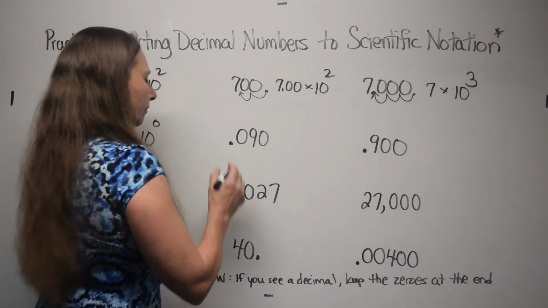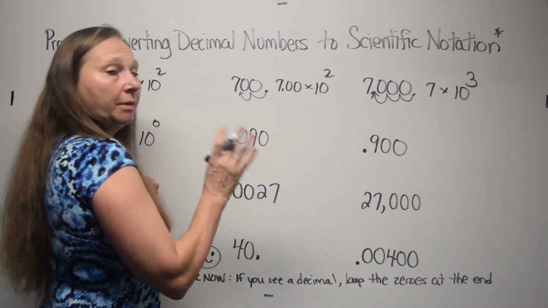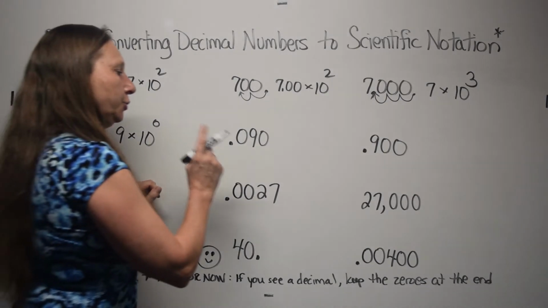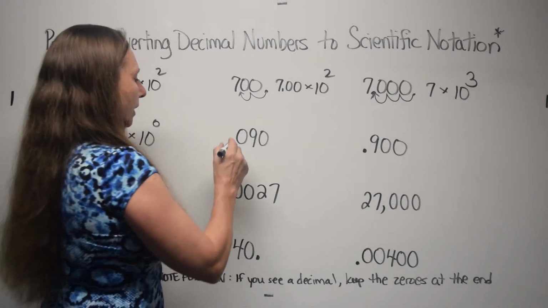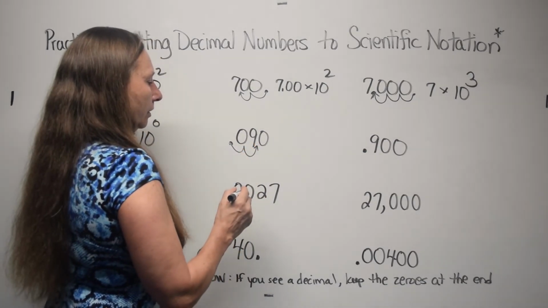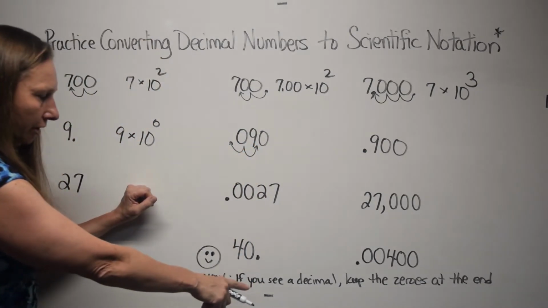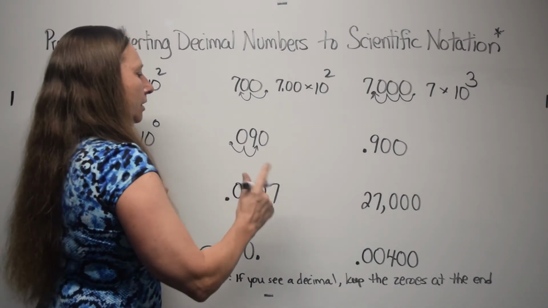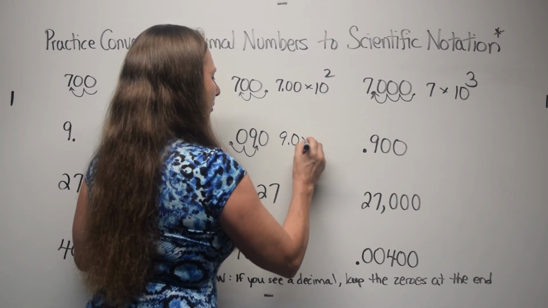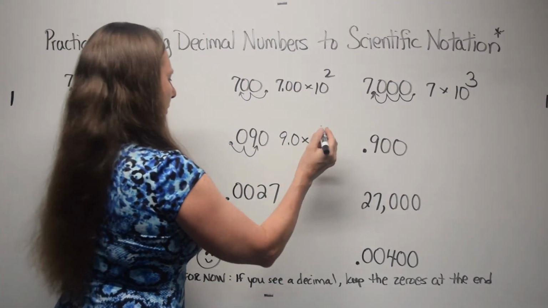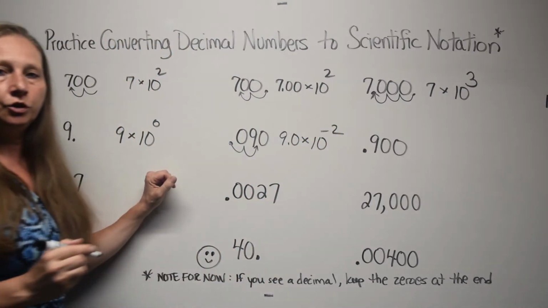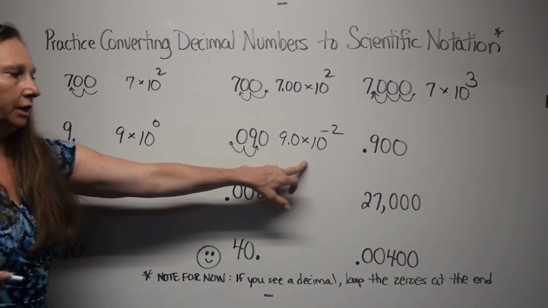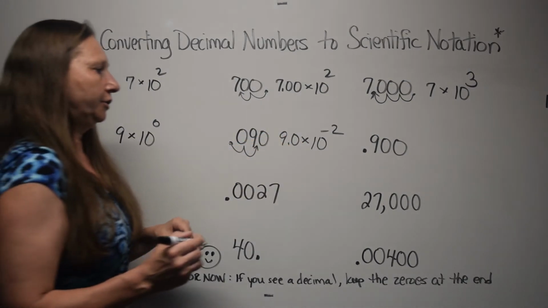This one here, I see a decimal. As a matter of fact, this number is the first number we're doing that's less than 1. This one is going to have a negative exponent. I jump 1, 2. There, I see a 0. I see a decimal, so I keep the zeros at the end. So this one is going to be 9.0 times 10 to the negative 2 jumps. This number was less than 1, so it's a negative exponent. I jumped twice, so it's a negative 2.